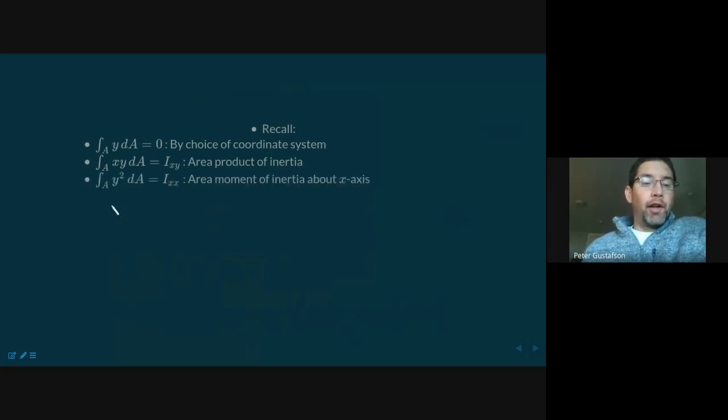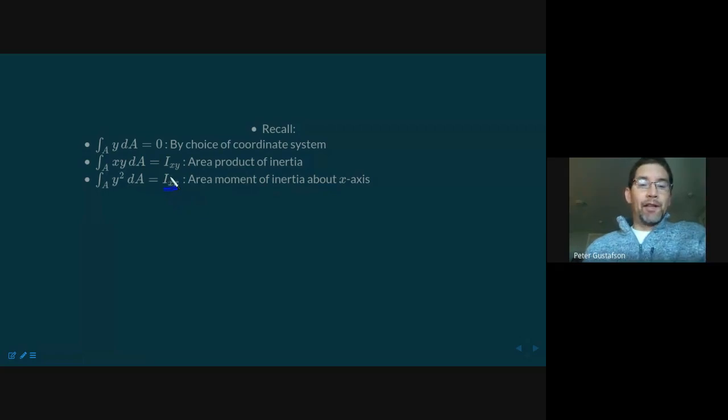The next one, the integral of y squared dA, we're going to define this one as well. We're going to define it as IXX, the area moment of inertia about the x-axis. Now I want to highlight something that's a little bit different about our treatment of IXX. So in my notes, I am calling this IXX. I am maintaining two subscripts on the I.